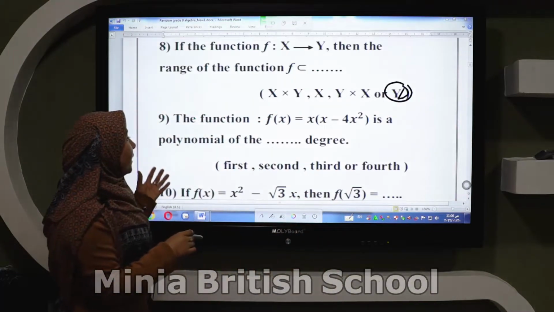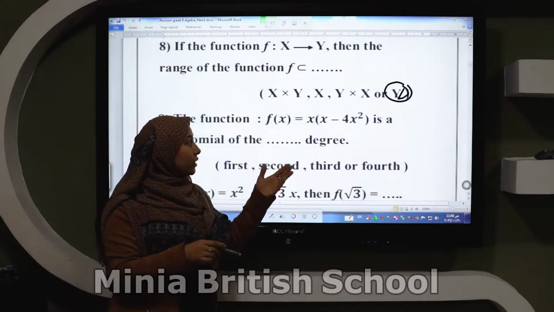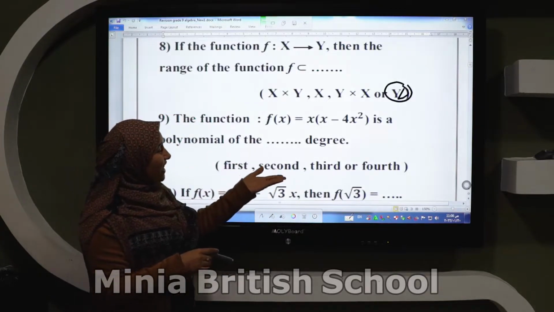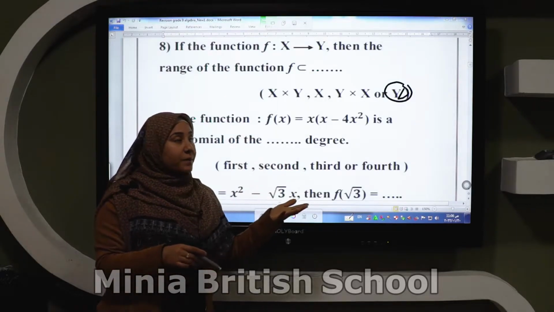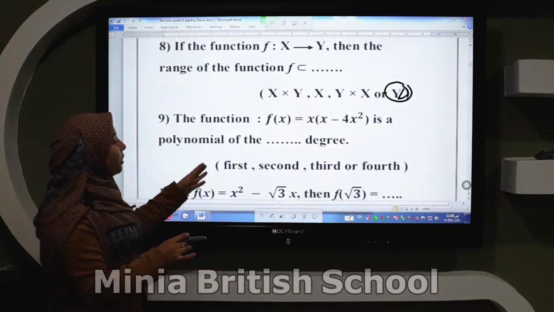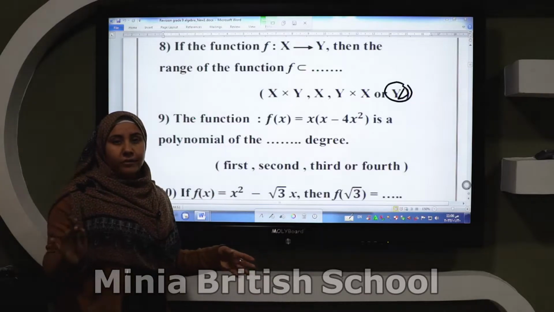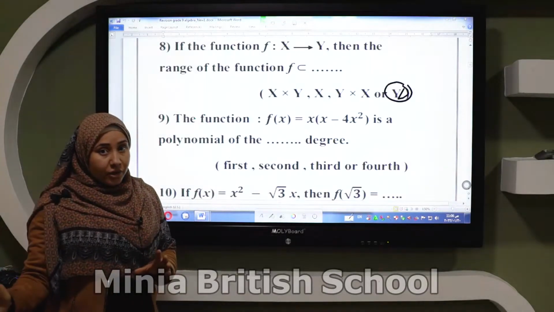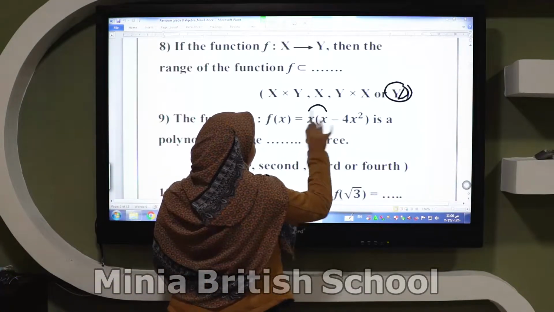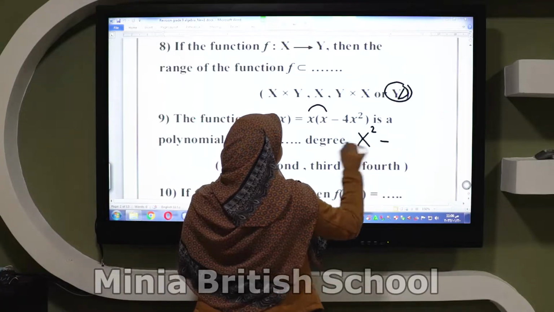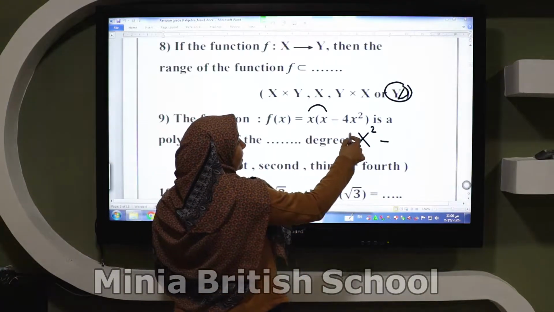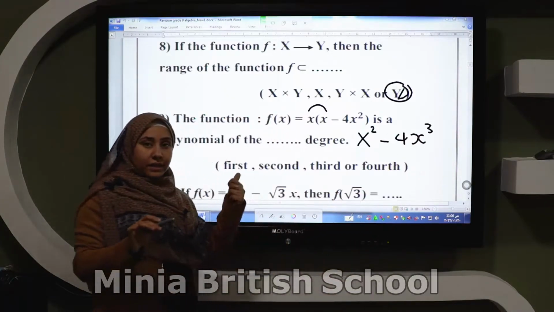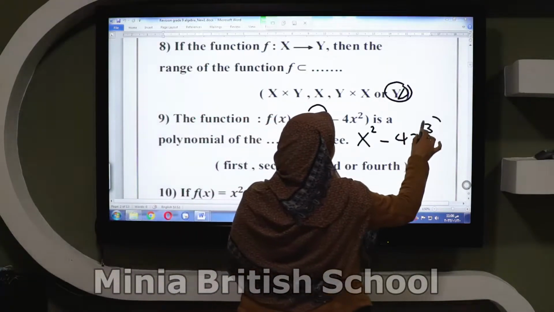Number 9, if the function f(x) equals x times (x minus 4x power 2) is a polynomial of what degree? Okay, we need to find the degree of the function. We must simplify it first. So x times x equals x power 2, minus x times 4x power 2 equals 4x power 3. So this function is of the third degree, okay?